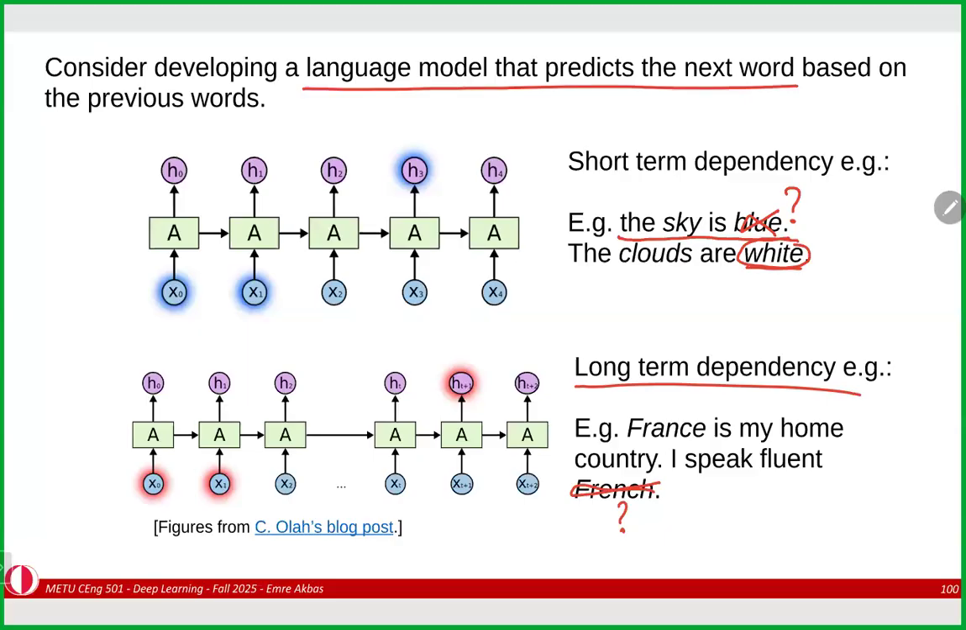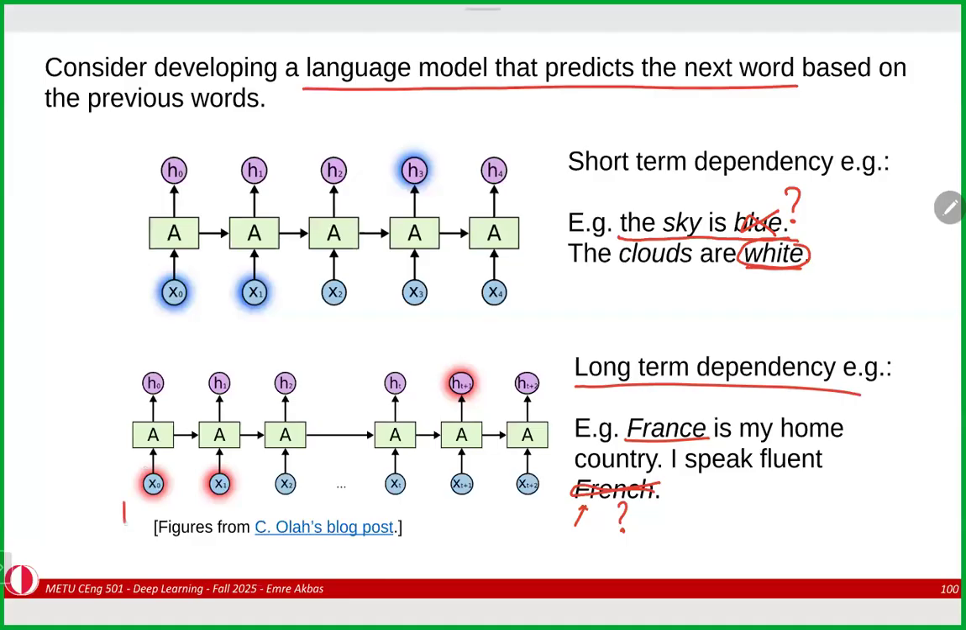And of course, you can make this even more challenging. There could be a few sentences in between the influencing word and the answer. This is called long-term dependency. You should somehow pass this information in France up to this word, because in order for this word to be correctly predicted, okay?